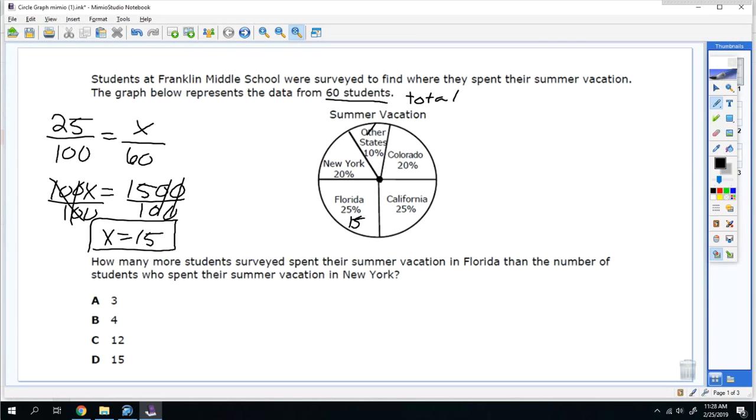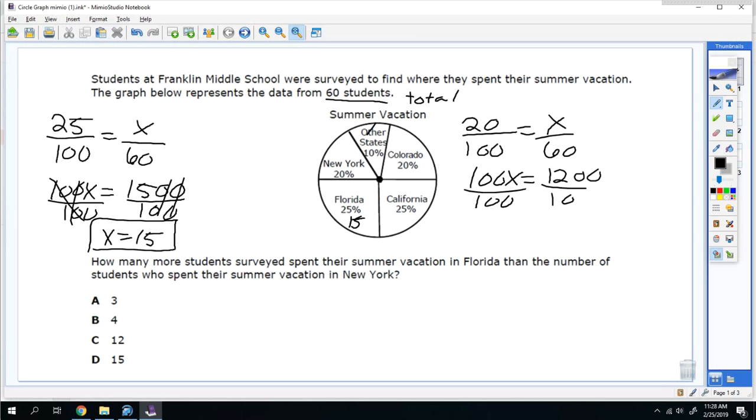We do the same thing to New York. So it'd be 20% over 100%, which is equal to x over 60. So this would be 100x, and then 20 times 60 is 1,200. Divide by 100 to both sides. The zeros cancel out, so x would equal 12. So then 12 people went to New York. It says how many more students surveyed spent their summer vacation in Florida than New York. So what you're going to do is subtract. 15 minus 12 is 3. So 3 more people spent their summer vacation in Florida than New York.